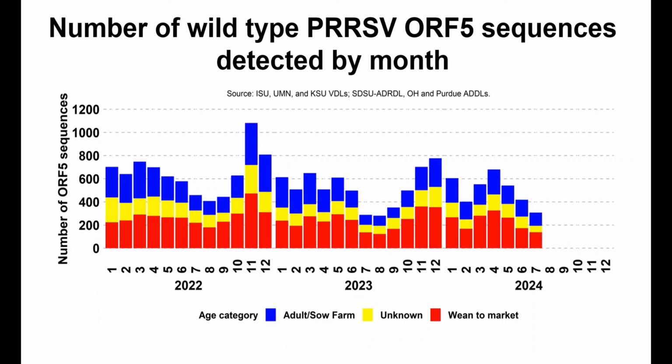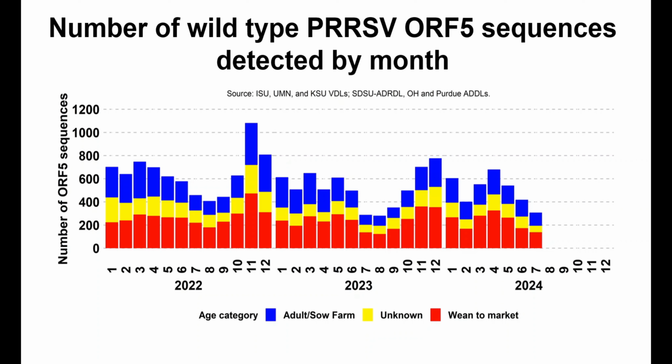in our database. And then we characterize these sequences as wild type when they have less than 99% similarity with the MLV vaccines that we have circulating here in the US. So basically, we compare this sequence with the ORF5 of the MLV vaccines, and when you see less than 99%, we consider it a wild type.